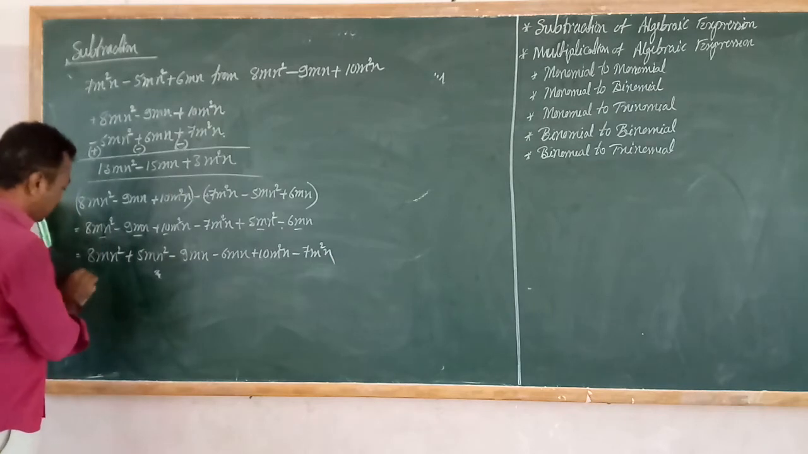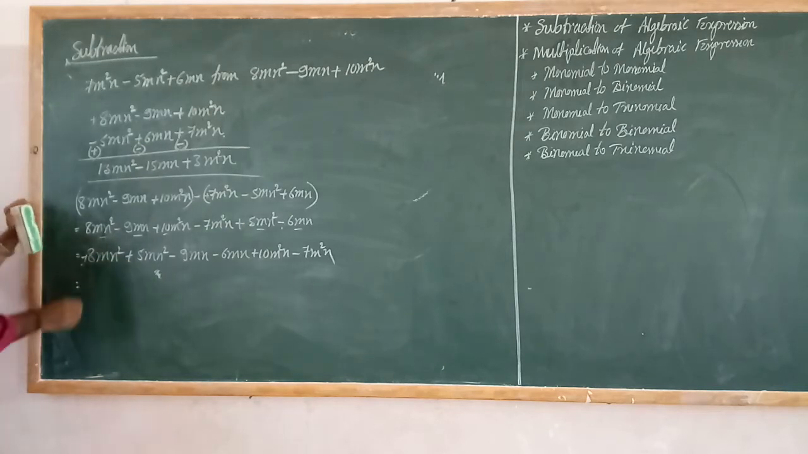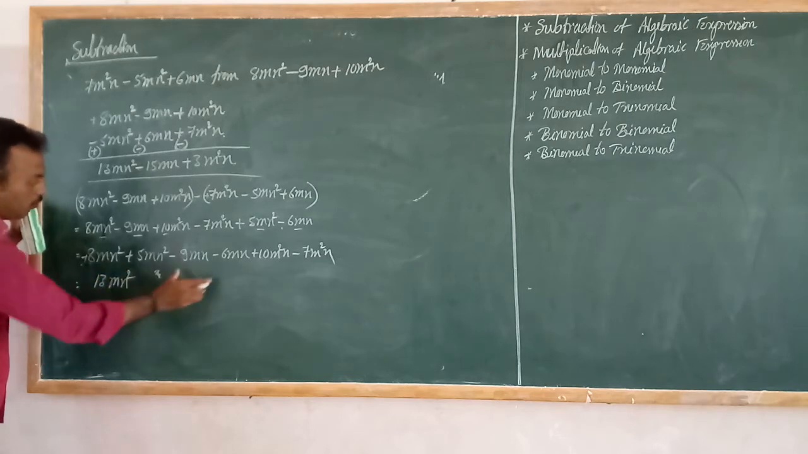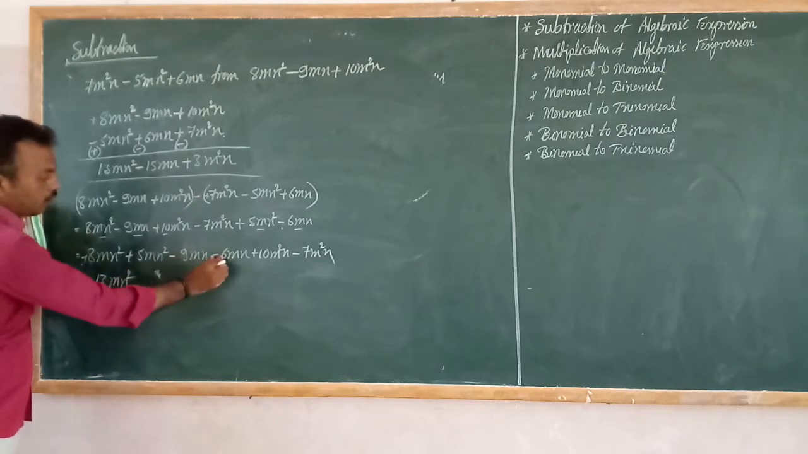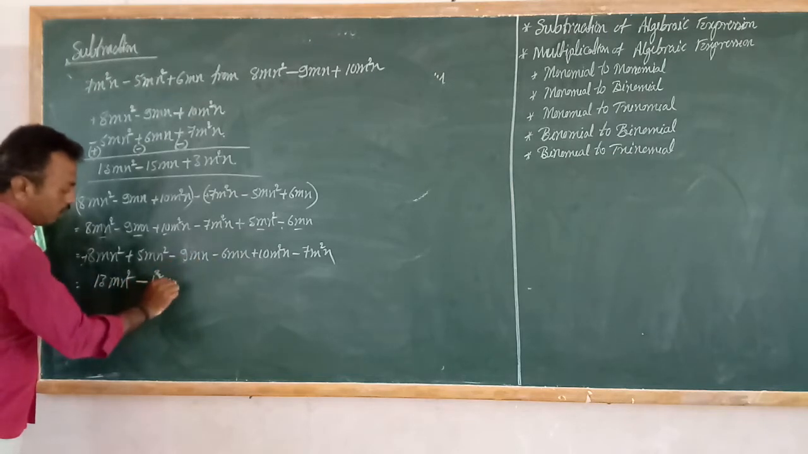Next, 8mn square plus 5mn square. The signs are same, correct? So when signs are same, you have to do addition. 8 plus 5, 13mn square. Come to these terms. Here minus is there, here also minus is there. These two are like terms, so signs are same, we have to add. 9 plus 6, 15mn.